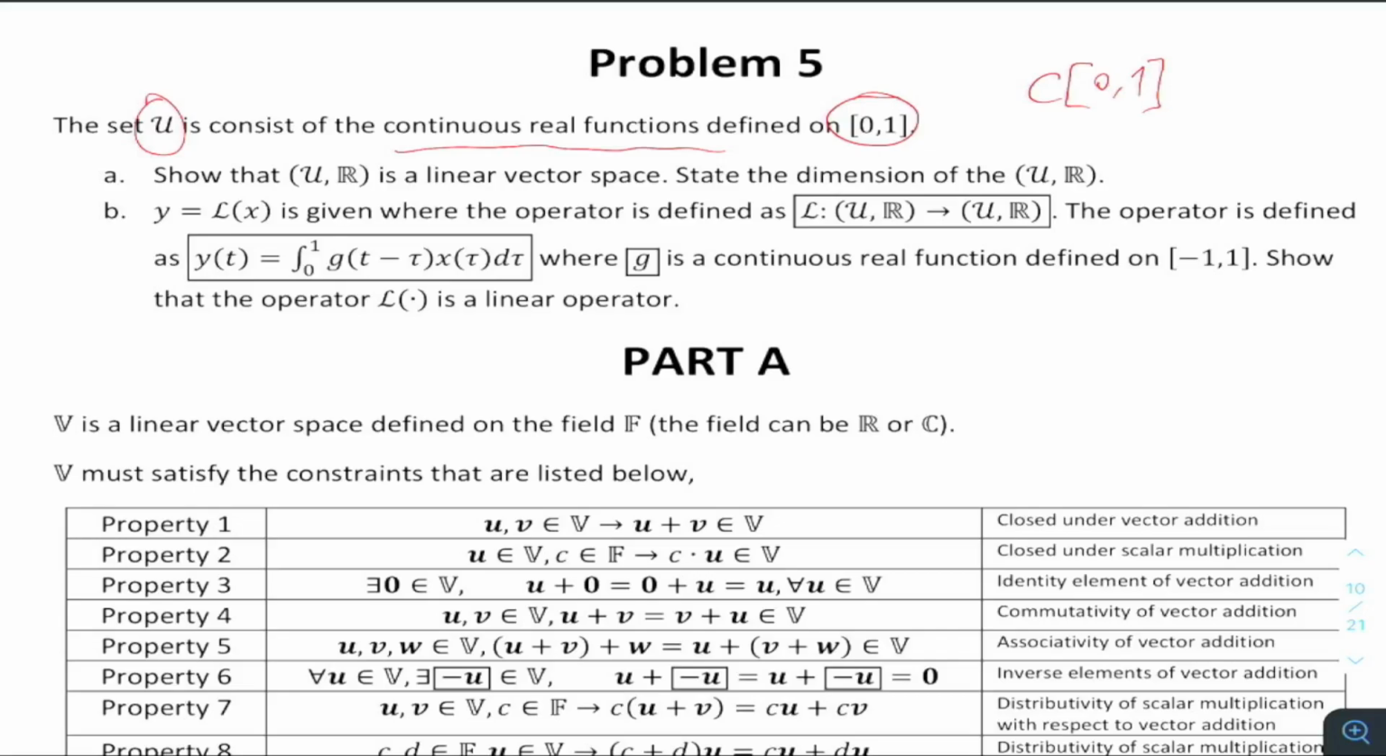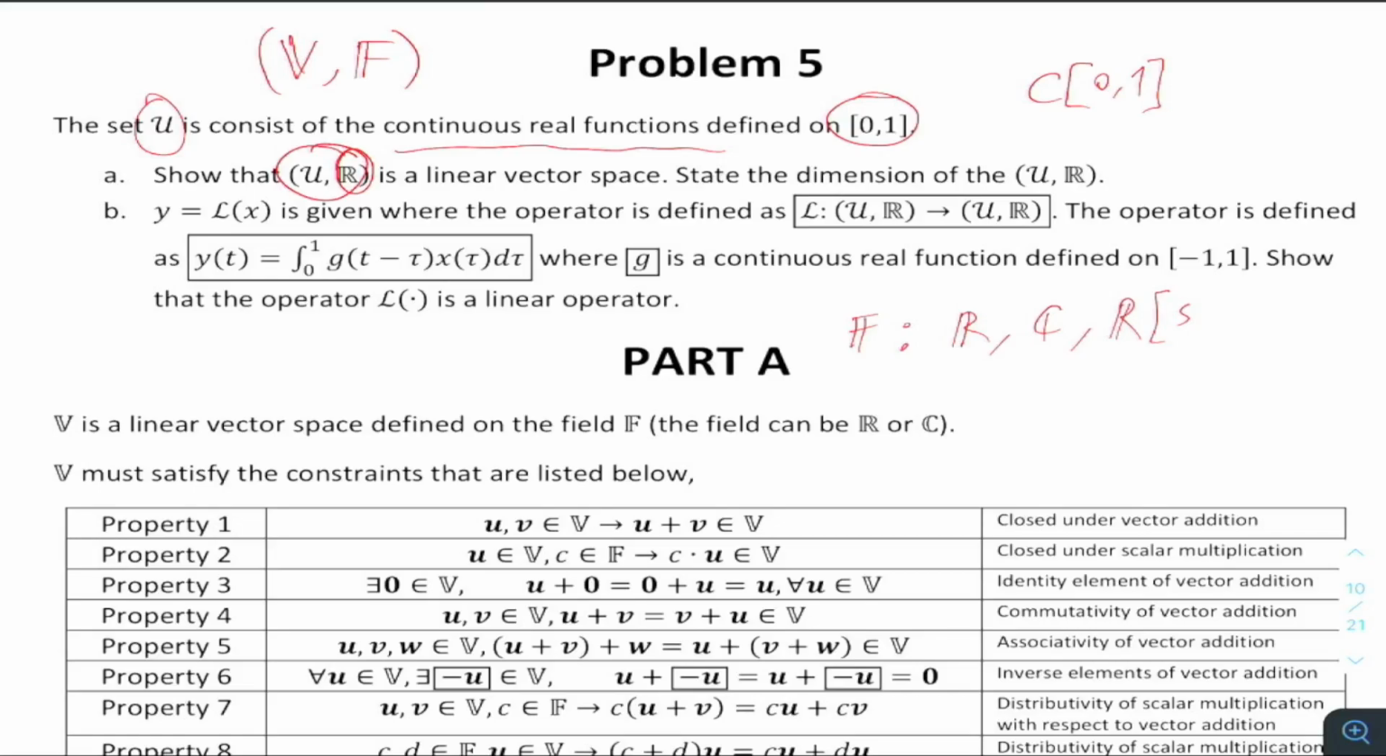And this notation signifies a vector space and the underlying field, and here the underlying field is the real numbers. By the way, quick information: a field, for example R, the real numbers, and the complex numbers are fields.